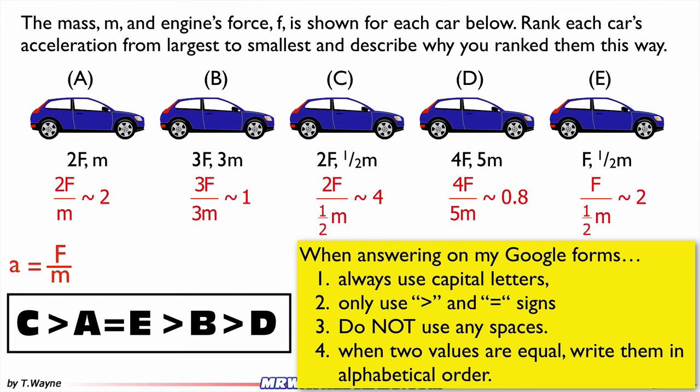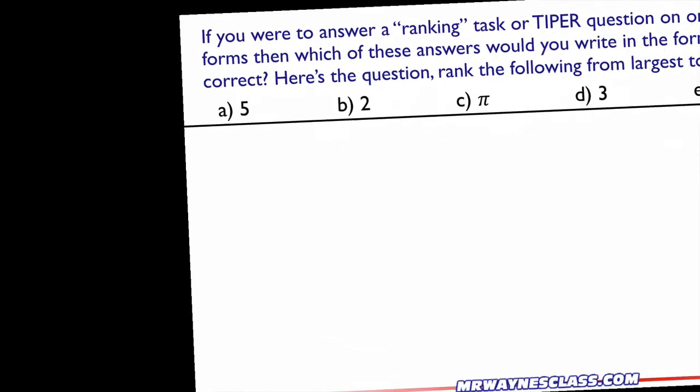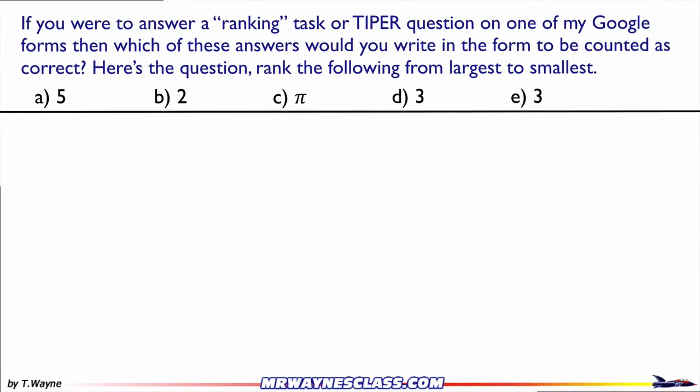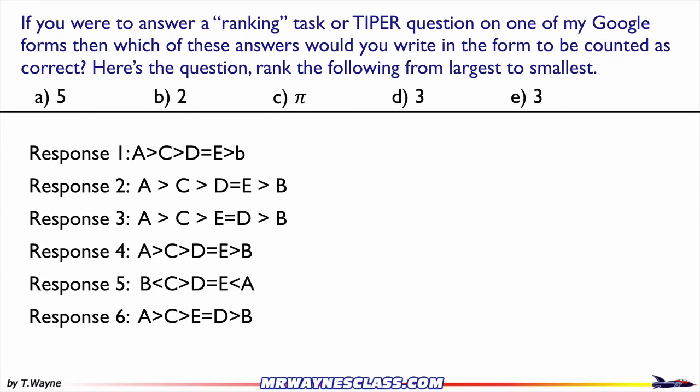If you are using my forms, let's take a little quiz and see if you can figure out what's wrong with these answers. If you were to answer a ranking task or TIPER question on one of my Google Forms, then which of these answers would you write in the form to be counted as correct? Here's the question. Rank the following from largest to smallest. So you can see the answers, fairly straightforward. And here are the responses. Now, which one of these responses is correct? You got 45 seconds.